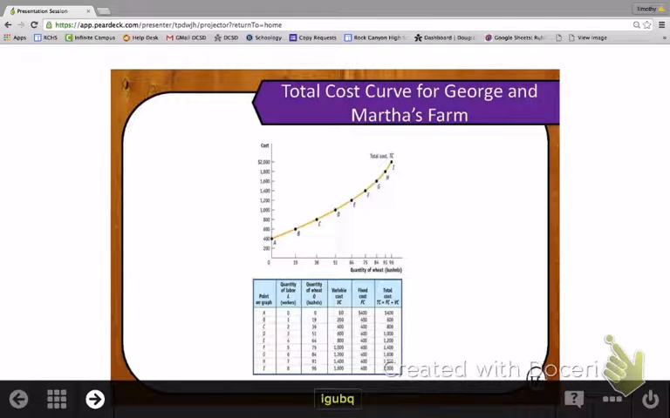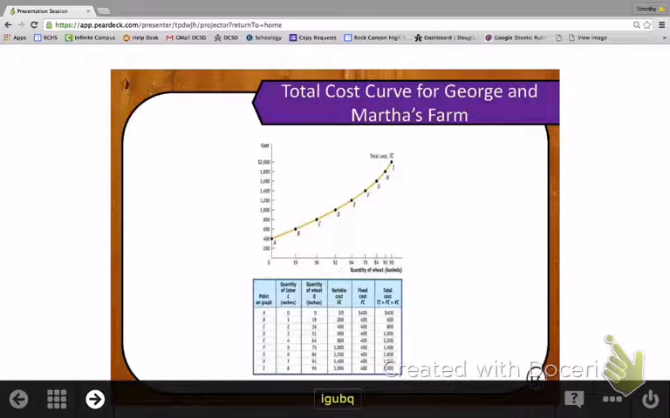Here we can look at another example. George and Martha on their farm are producing bushels of wheat. You can see that here they are maybe paying a cost to rent their land. Maybe they have 20 acres of land and they're renting it for $400. So whether they produce nothing or a large quantity of wheat, they have to pay $400. So in the fixed cost column, you see $400 all the way down.